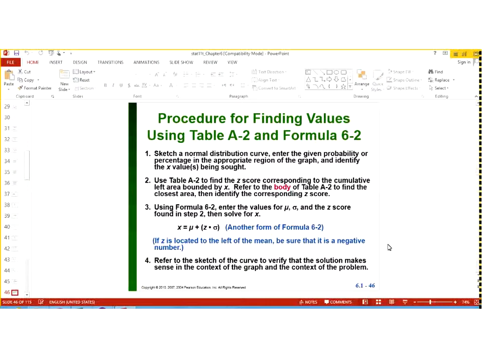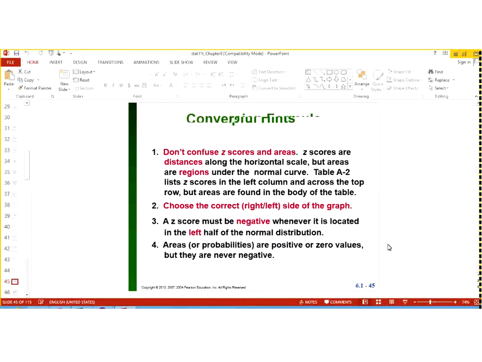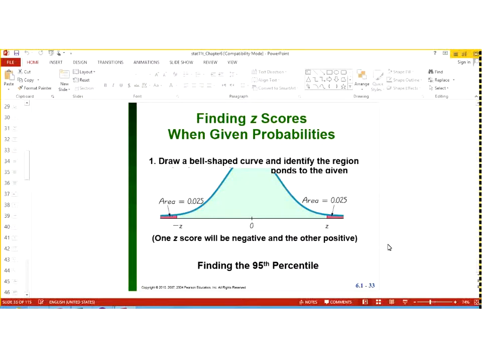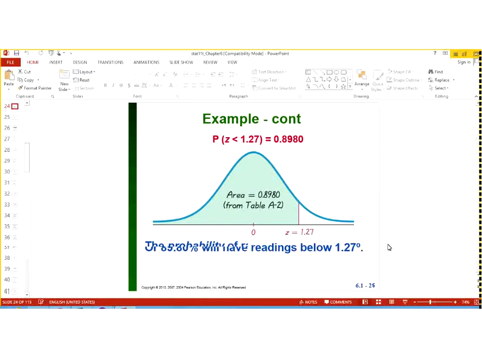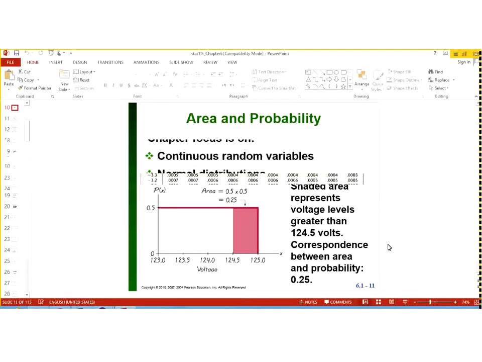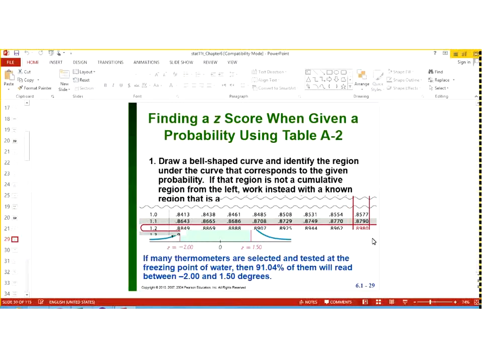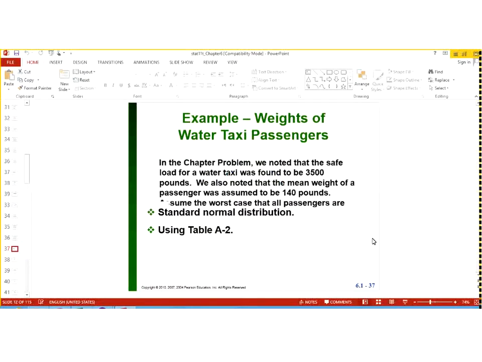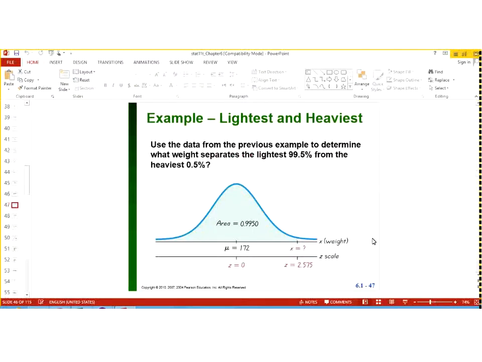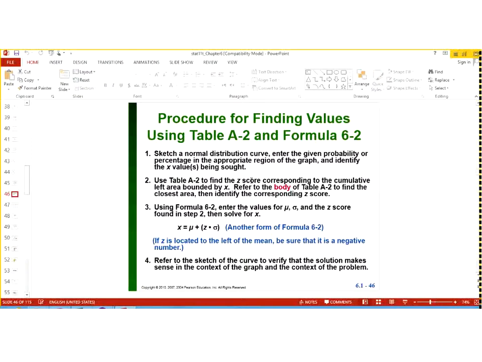How to find the values using table A2 and formula 6.2. Table A2 is two tables: one contains the positive Z scores and the other contains the negative Z scores. Formula 6.2 is this formula, the converting formula. So first we have to sketch a normal distribution curve, which has the bell shape.